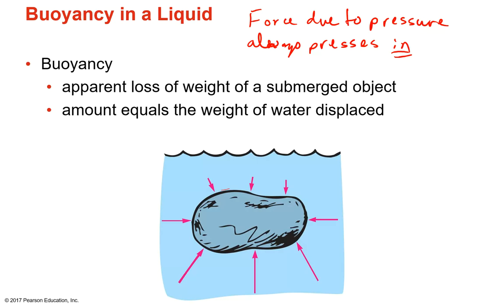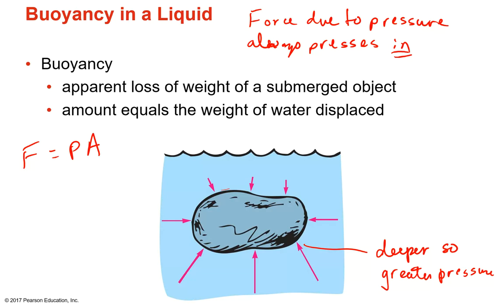Just like we had in the quiz question, the pressure is greater when you're deeper. So the bottom part of the potato has the deeper position, so greater pressure. But a second thing: I said the force due to pressure is always pressing in, but the value for that force is pressure multiplied by the surface area. The force per unit area is the pressure, so the force is going to be bigger on the bottom. Now remember, pressure is force per area.